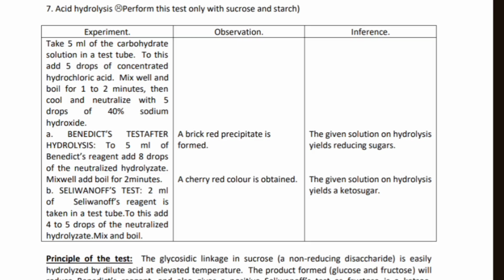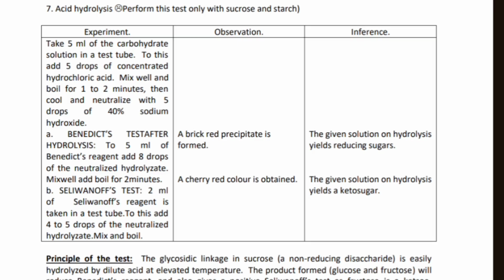In my next video, you can see each sugar, maybe glucose, fructose, and all of that. Let's just finish off with this last general reaction, that is acid hydrolysis, which you'll do only for sucrose and starch. Okay, so you'll take 5 ml of carbohydrate solution and add 5 drops of concentrated hydrochloric acid, and then you'll boil it for 1 to 2 minutes. Then you'll cool it, neutralize it with 5 drops of 40% sodium hydroxide.